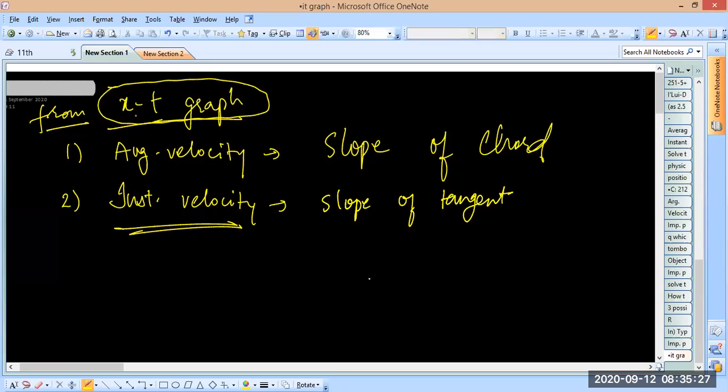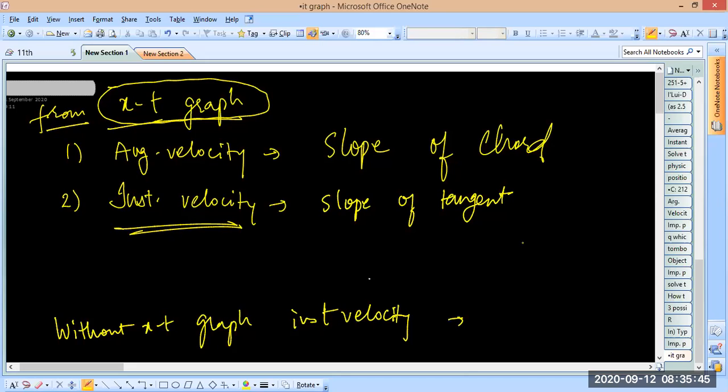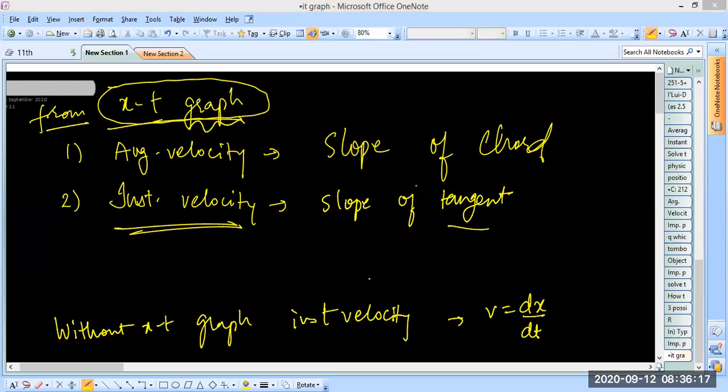Suppose someone would say without xt graph, if you want to find instantaneous velocity without xt graph, then how would you do it? Now the answer dx by dt would be correct. I think you understood that, right? If a graph is already given, you could just draw a tangent and find the slope of tangent and it will do. If the graph is not given, then we have to do dx by dt. No, Nandini, that's wrong. Delta x by delta t is not even velocity. Okay.